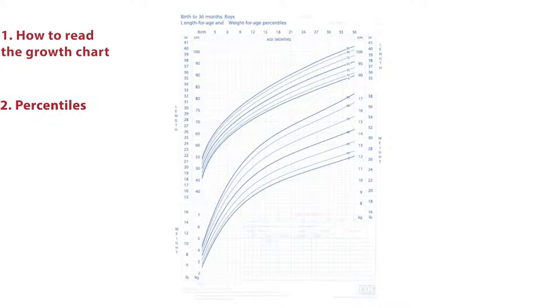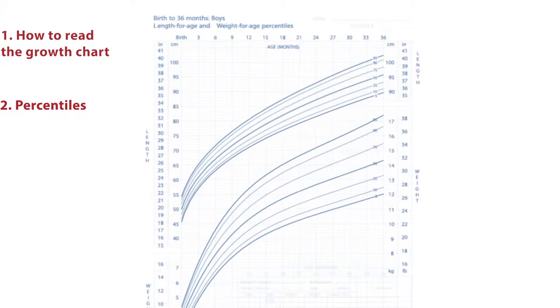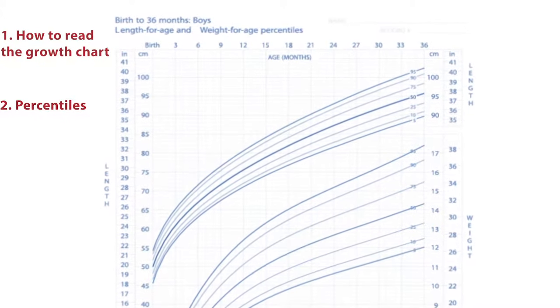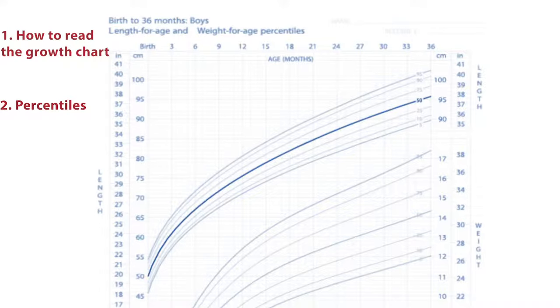Number two, percentiles. This line is called a percentile, and it gives us an idea of how most healthy children will grow. Let's take a look at an example to better understand what this means. This child falls on the 35th percentile for height. This means that 35% of boys his age will be shorter than him.